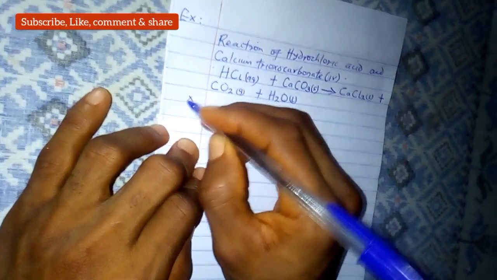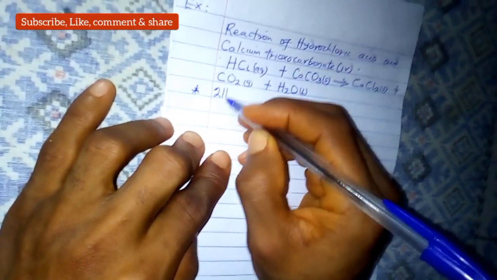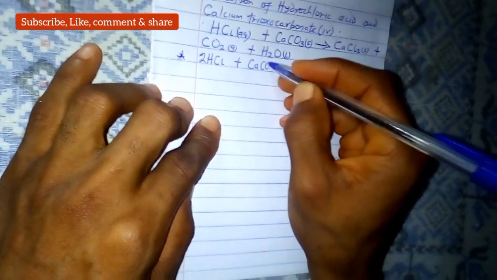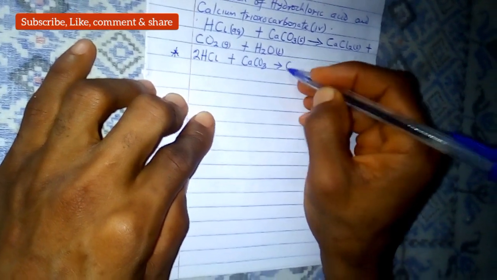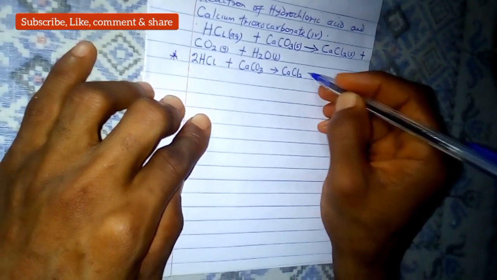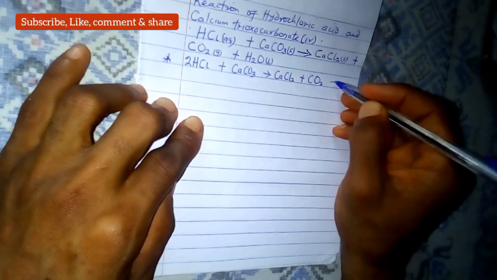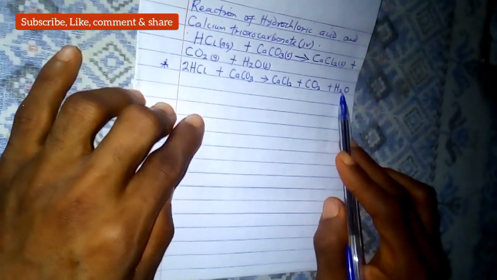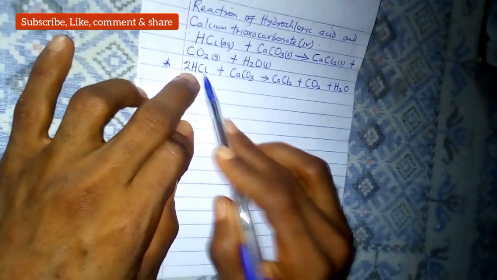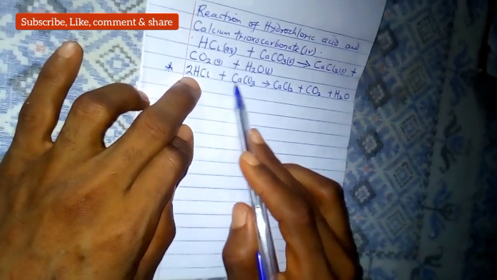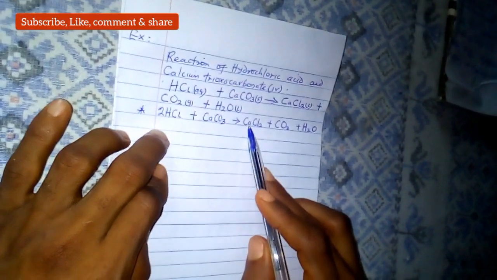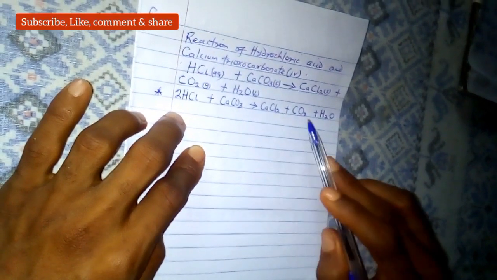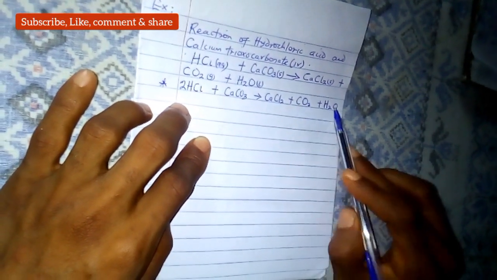So I'm going to have 2 HCl plus CaCO3, giving me CaCl2 plus CO2 plus H2O. 2 hydrogen is balanced. 2 chlorine, you see chlorine is balanced. Calcium on the left is 1, calcium is 1. Carbon is 1, carbon is 1. Oxygen is 3, oxygen is 2 here, 1 here, making 3.